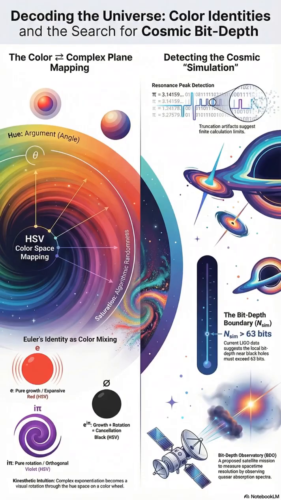It's likely much higher. But the fact that we are even discussing the resolution of reality in terms of bits is mind-blowing. It is. It puts the universe in the same category as a consumer electronic device. It certainly implies we aren't running on an infinite supercomputer. We're running on something with constraints. But 63 bits is just the floor. If the pixels are smaller than that, our current detectors, LIGO and the like, can't see them.